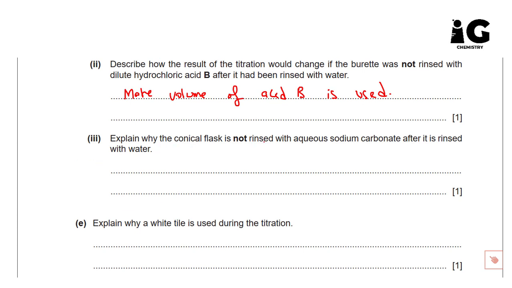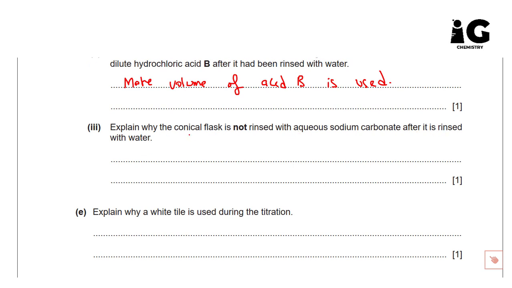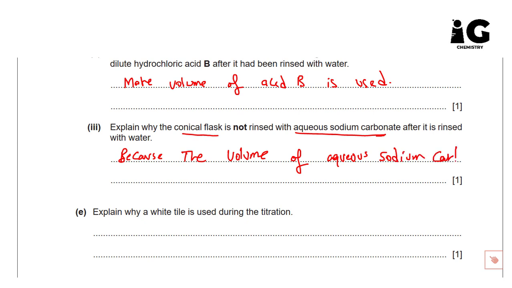Triple I, explain why the conical flask is not rinsed with aqueous sodium carbonate after it's rinsed with water. Here, in the case of the conical flask, this is unlike the burette, because if we rinse the conical flask with aqueous sodium carbonate, we are going to increase the volume of the aqueous sodium carbonate. If we rinse, it means remains of aqueous sodium carbonate will stay in the conical flask, so we're going to increase the volume of sodium carbonate. So here we could say, because the volume of aqueous sodium carbonate increases.